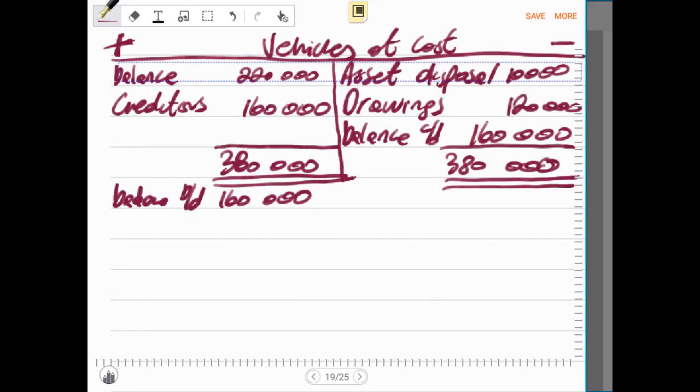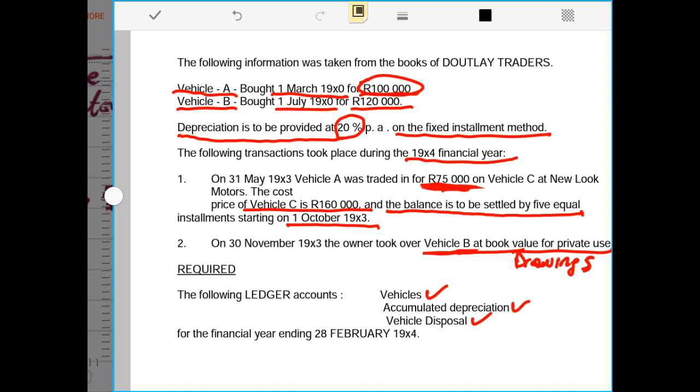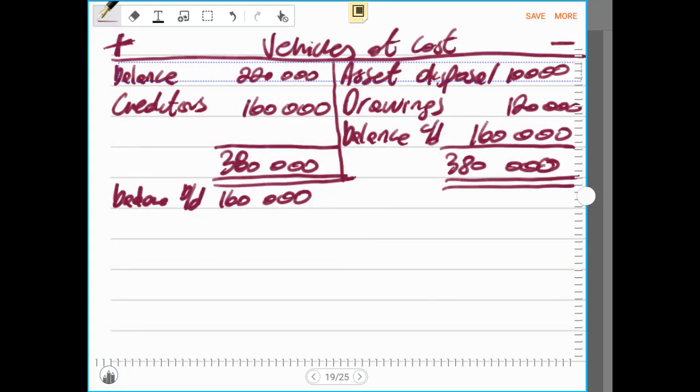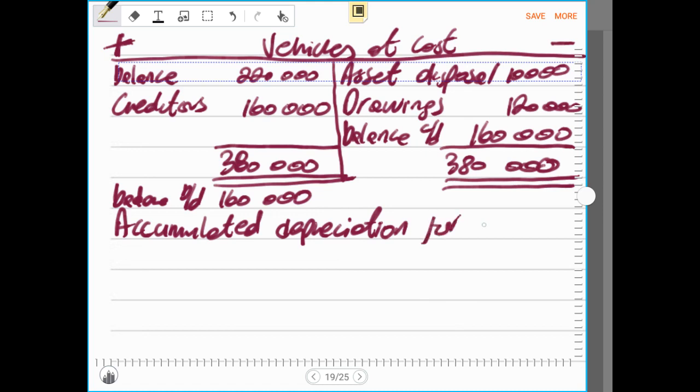Then we are done with the ledger account for motor vehicles. We can do the second ledger account, which is accumulated depreciation. Please don't forget that the end of the accounting period is 28 February each and every year, and we are doing the books for the year 1994. Take that into consideration. So now we are doing the ledger account for accumulated depreciation for motor vehicles. Then open our ledger account, accumulated depreciation for vehicles.